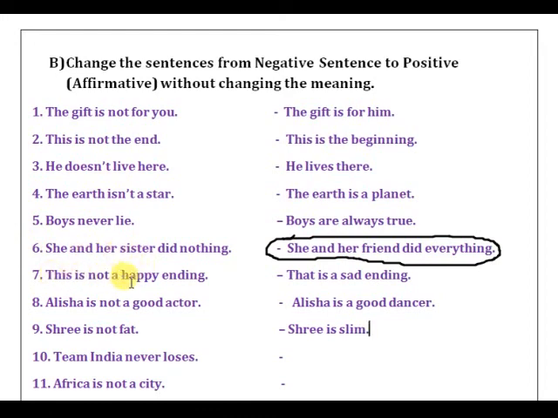Next is, "This is not a happy ending." "This is a sad ending." Now here also I did a small change. I made "this" to "that" and "not a happy ending" to "a sad ending". The next is, "Alisha is not a good actor." "Alisha is a good dancer." "Shri is not fat." That means Shri is slim. Let's find out the next one.